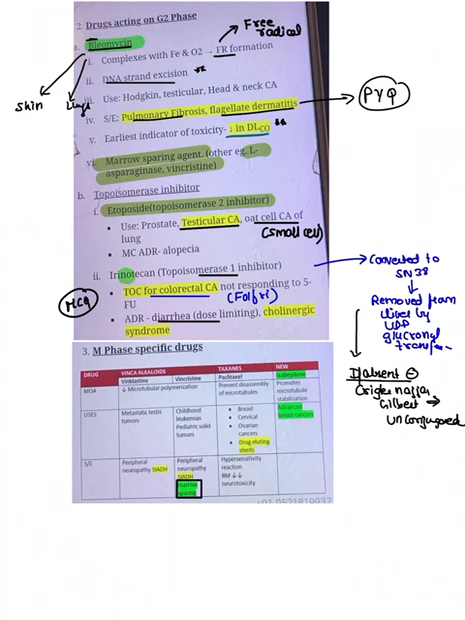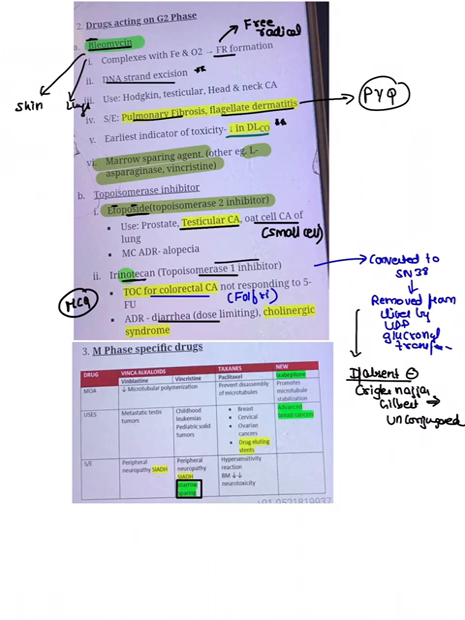This is important. Then coming on to the next category in G2 phase, that is the topoisomerase inhibitors. So we have etoposide and we have irinotecan. So this irinotecan is a topoisomerase 1 inhibitor, but etoposide is a topoisomerase 2 inhibitor, and this is used for testicular carcinoma, etoposide, and for small cell cancer, also known as oat cell cancer.